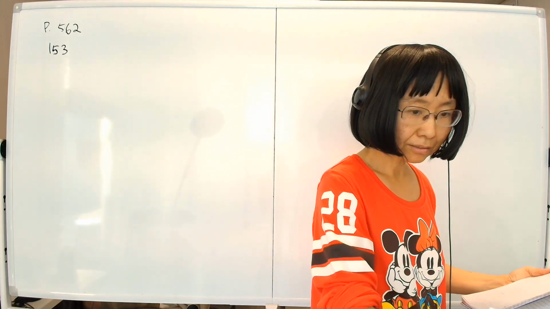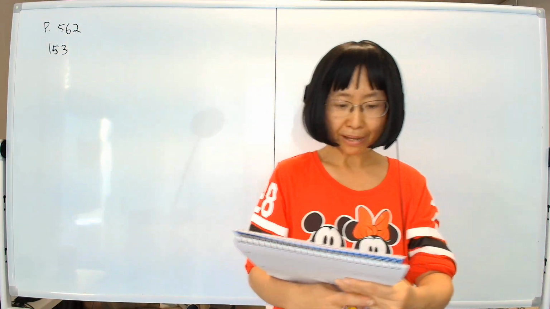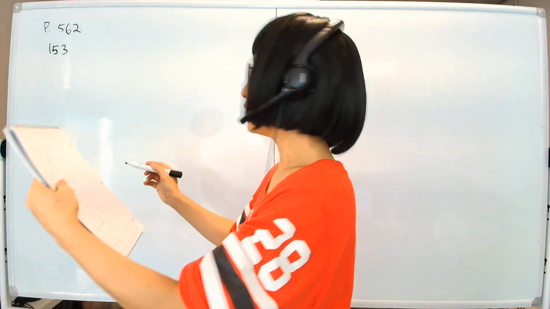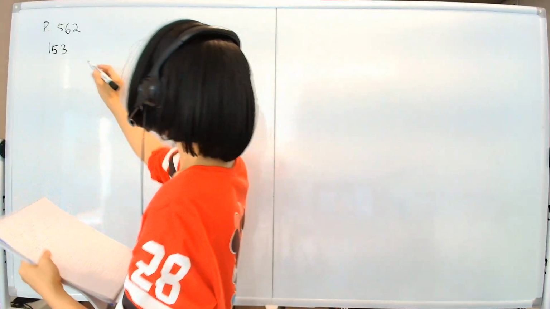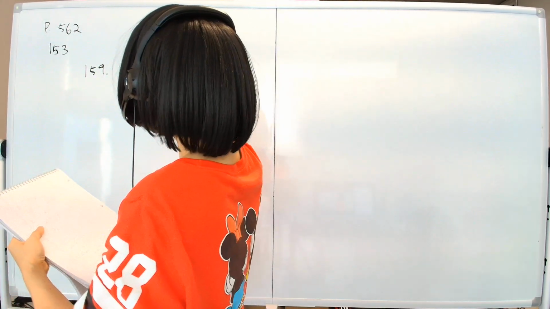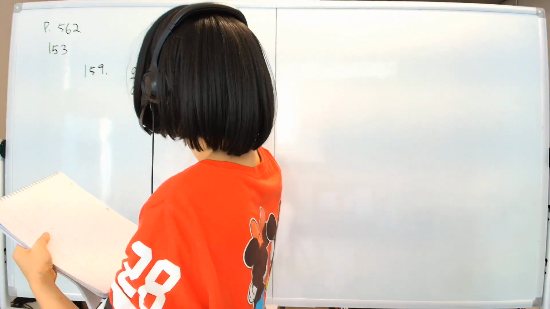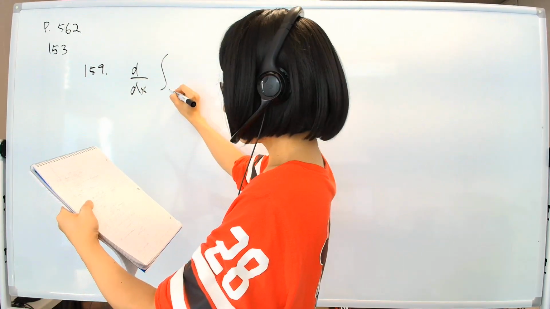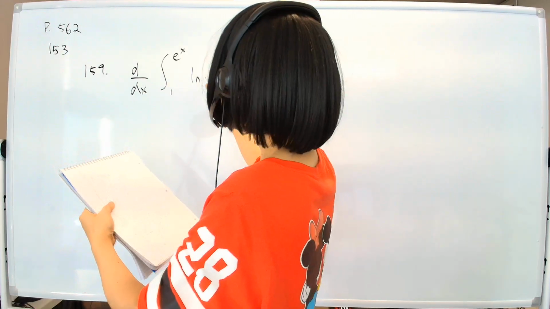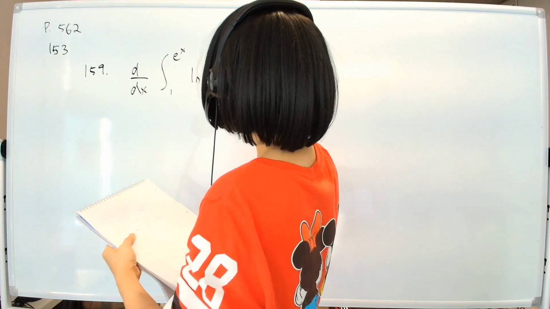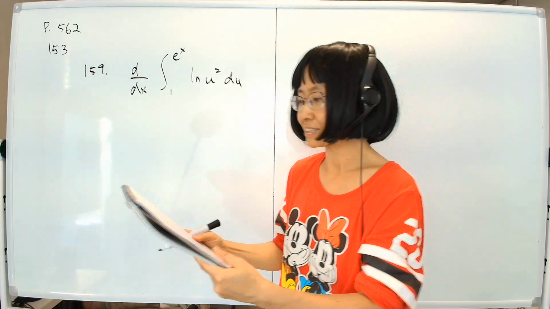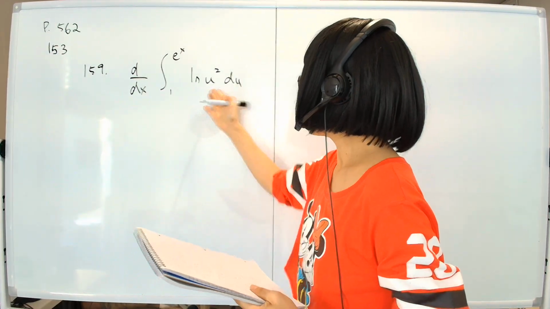And the last problem I want to talk about is 159. I think I'll just copy that down out here. Problem 159 says we need to take the derivative of the integral from 1 to e to the power x of natural log u squared du. Whether this is u or t makes no difference because that's just a dummy variable for integration, as your book says.